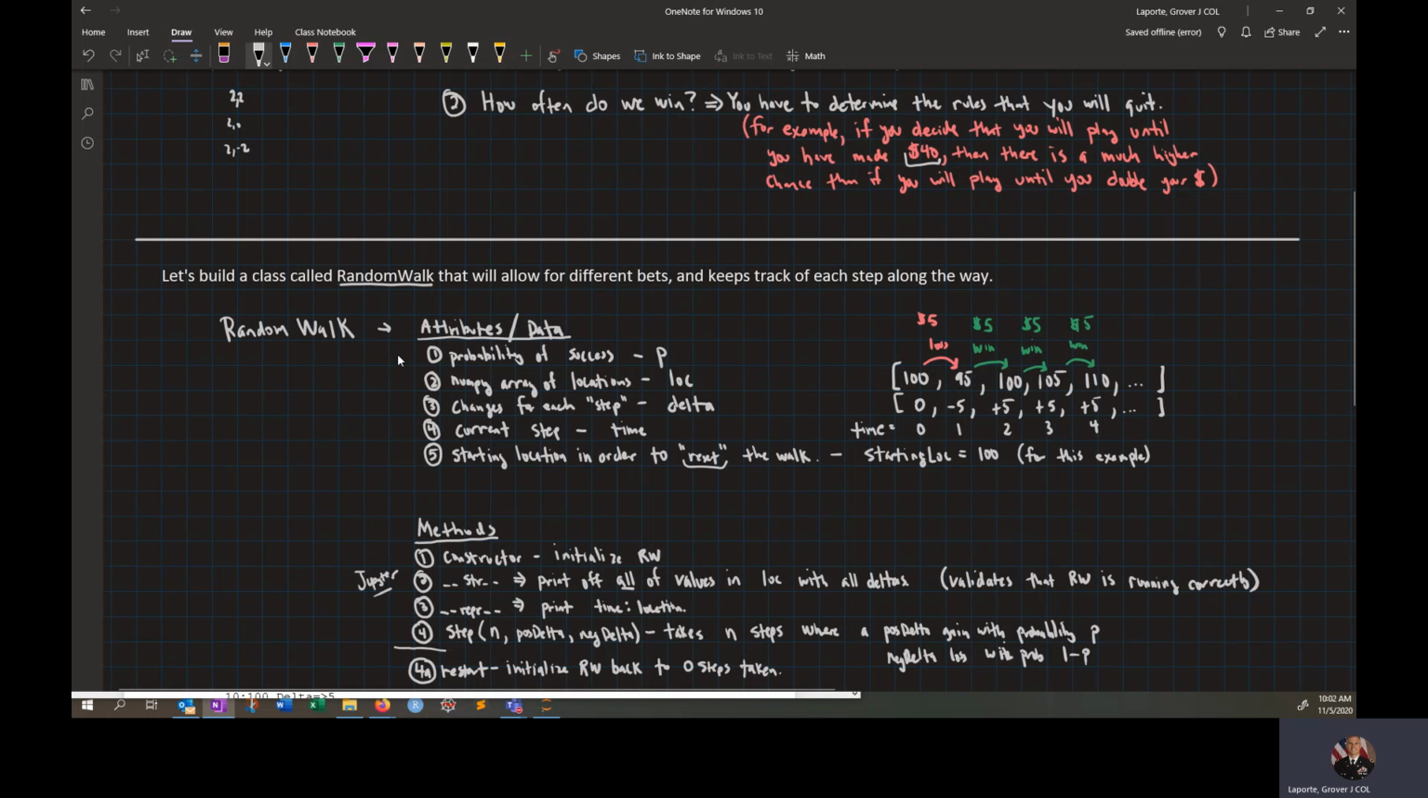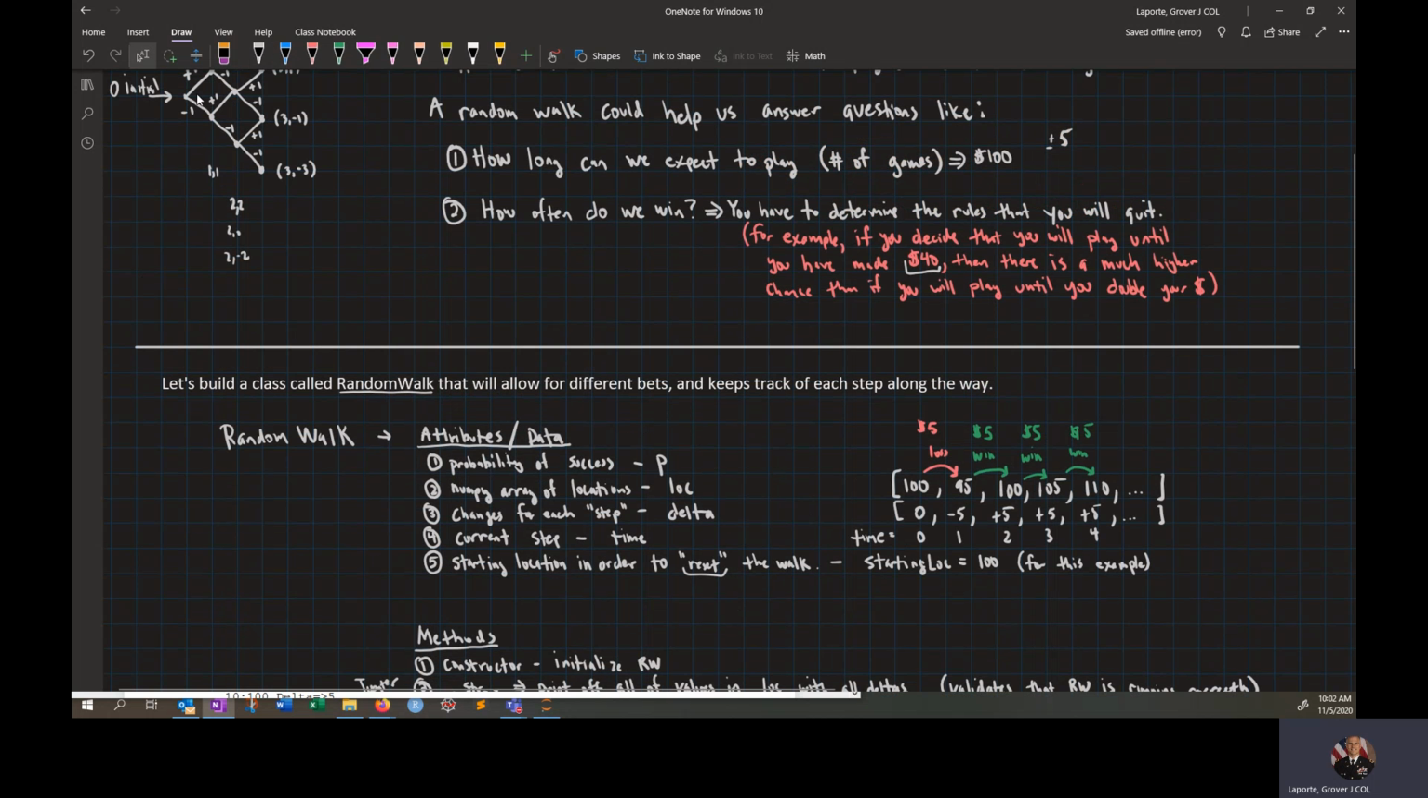And so that's what we're going to do. We're going to build ourselves a random walk class. The attributes, the data that we're going to keep track of, are, number one, the probability of success. I need to know when I'm going to go up or when I'm going to go down. I'm going to take a step, an instance of one random occurrence happening, one game being played. I'm going to either move up or down, and then we'll change that plus or minus to be some other number besides just one.